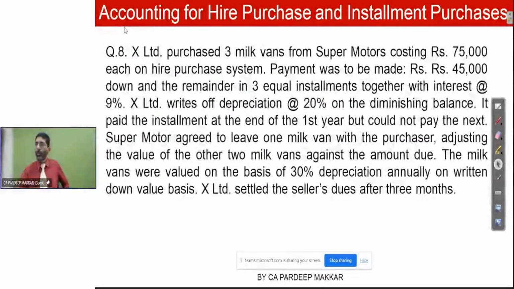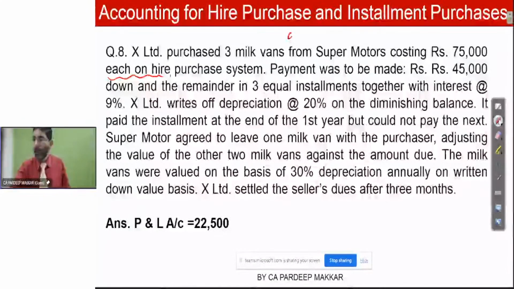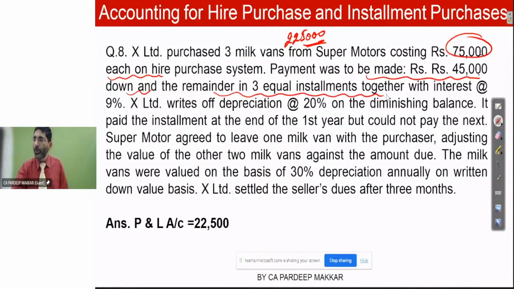X Limited purchased 3 milk vans from Super Motors at rupees 75,000 each. So what is the value of 3 milk vans? Obviously 2,25,000. He has purchased at rupees 75,000 per milk van, so for 3 vans it will be 2,25,000. Payment was to be made rupees 45,000 down and the remainder in 3 equal installments together with interest at the rate of 9%.